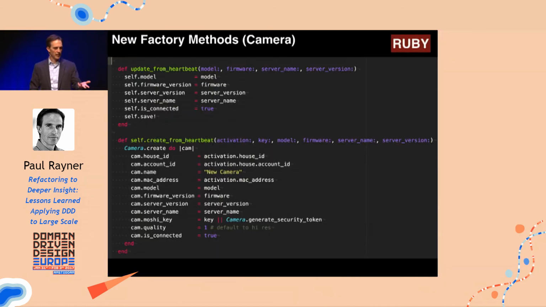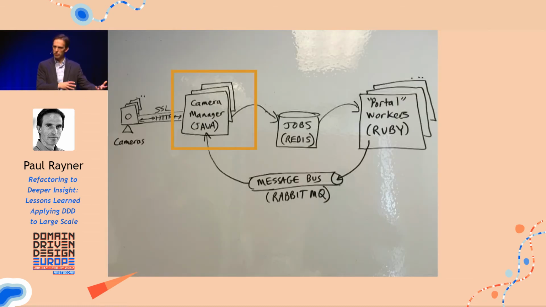So we created 2 new methods on camera. We created an update from heartbeat method. So when a camera reconnects, which is called a heartbeat, we created a new method because something may have changed on the camera that we need to know about. And so we get the message from the camera and then we update from the heartbeat. Or maybe it's a completely new camera that's going through that enrollment process, so we have a create from heartbeat method. And now all that goes away out of that camera worker.